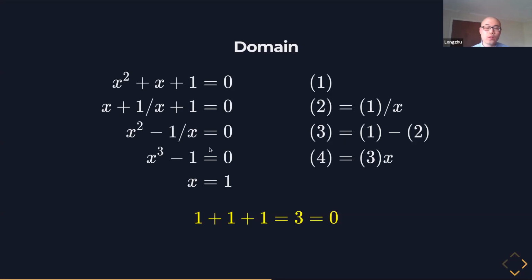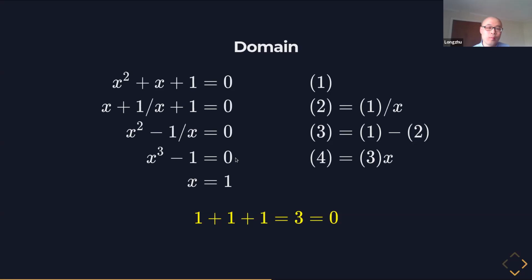Right? It's x squared minus 1 over x. This is the basic algebra operations. As already mentioned before, this x is not 0. So I can multiply both ends by x. I arrive at x cubed minus 1 equals 0. Oh, that solution is easy.